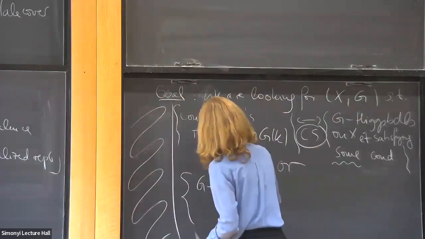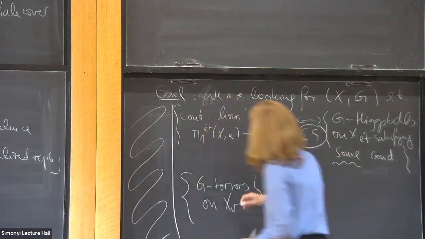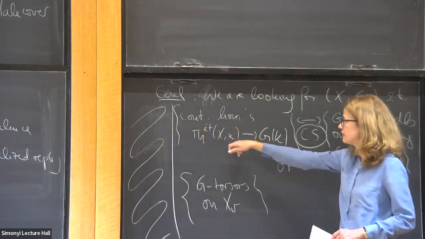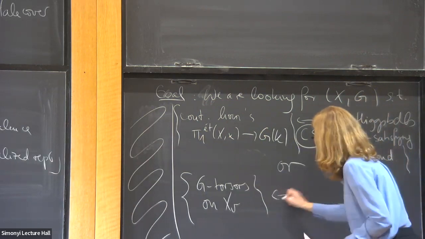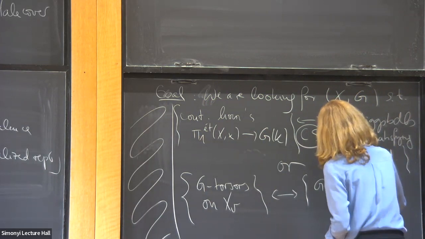So this is one between all G-torsors on X for the v-topology, and I'll also explain later on how you get from here to there. And you have any G-Higgs bundles. No condition.